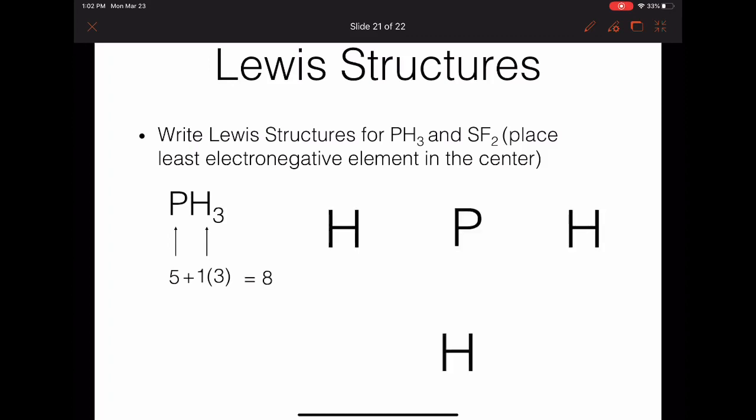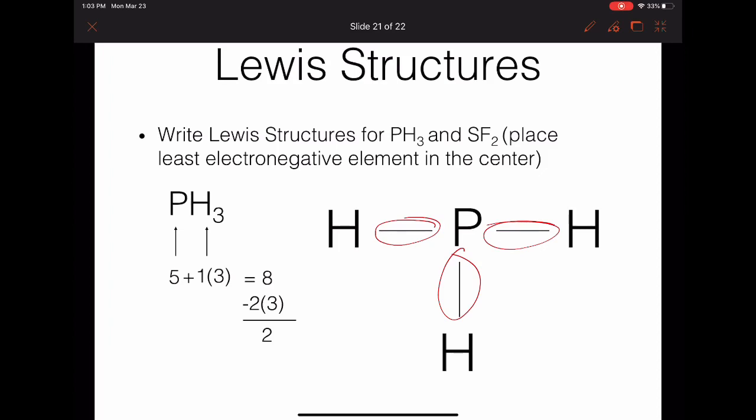So like we said, hydrogen has to be around the outside, because as I form bonds, I am completing that element's duet rule. I'm giving it the 2 electrons that it wants. So how many am I going to subtract at this point after making these bonds? I'm going to subtract 2 for each of the bonds that I formed, and that means 3 bonds. So I'm going to subtract 6 electrons from the 8, which means I'm left with 2.